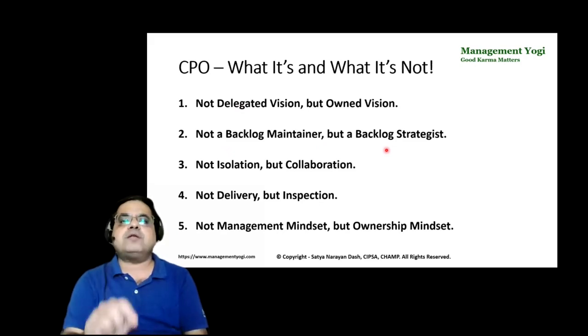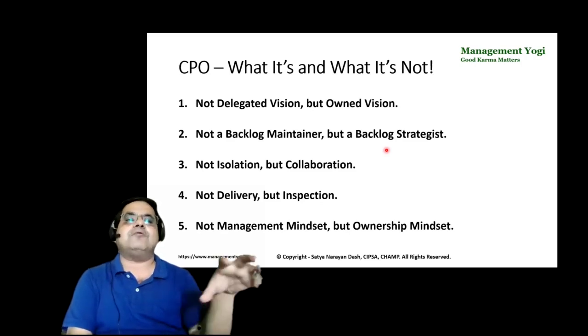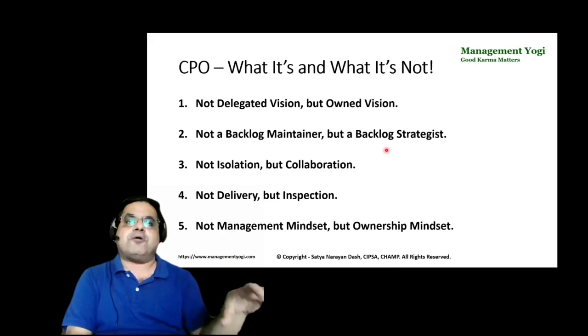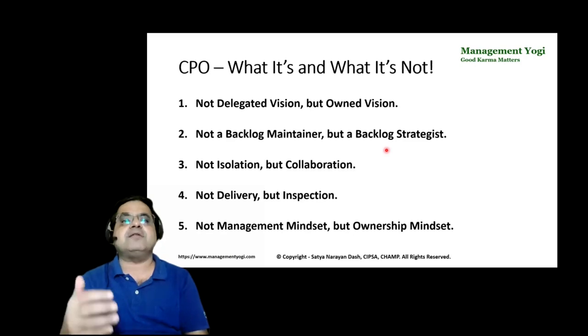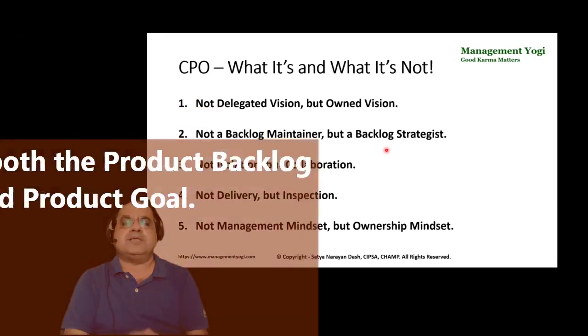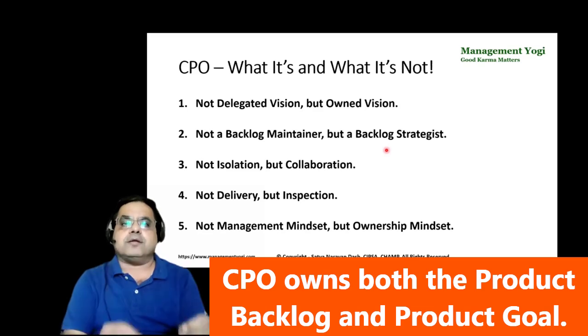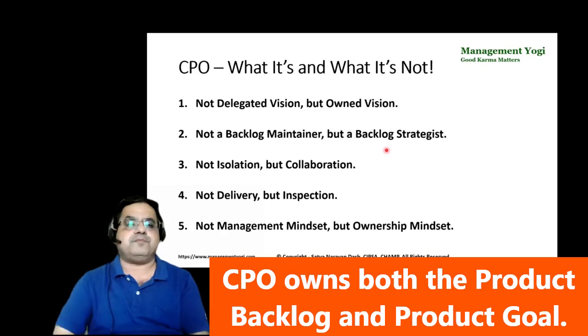The CPO owns the product backlog strategy, or simply the product strategy. The product strategy will be linked to the product goal. The product goal is part of the product backlog. The product goal will be linked to the organizational goal. And of course, the organizational goal will be linked to the organizational vision and mission. The CPO is the owner of the product backlog as well as the product goal.